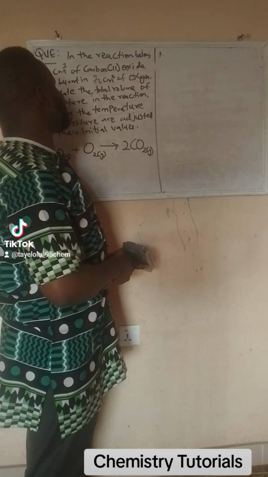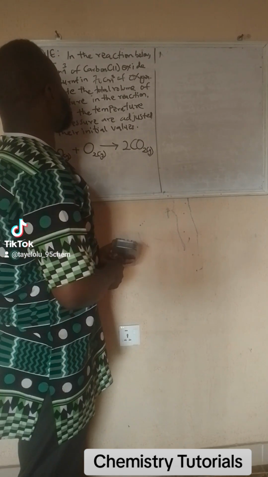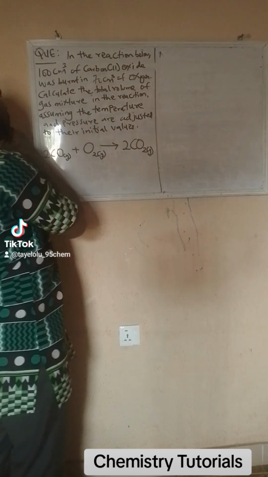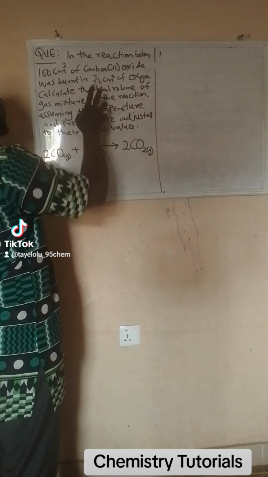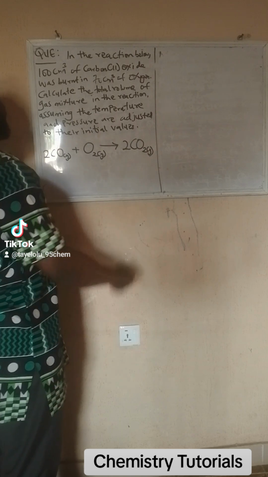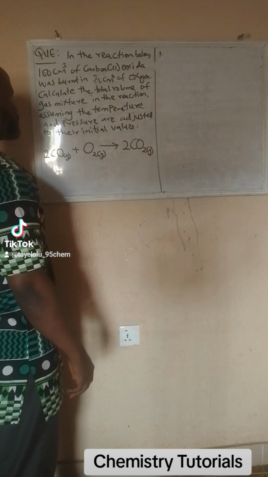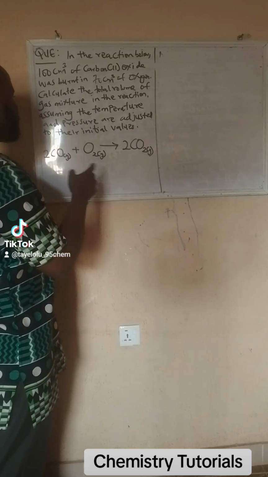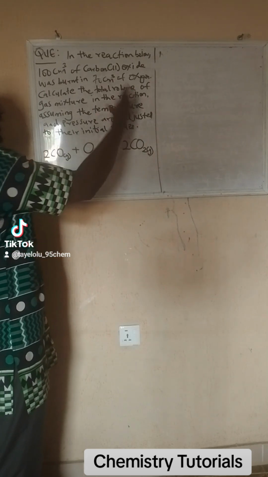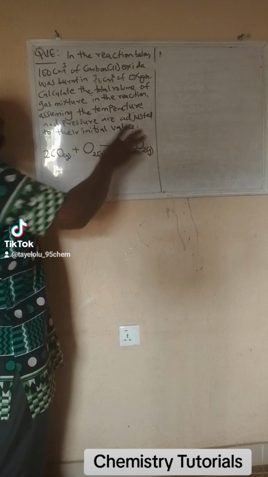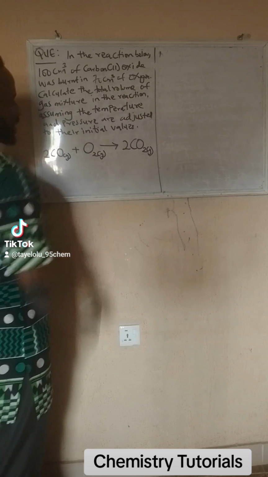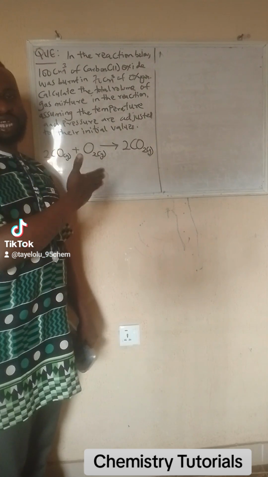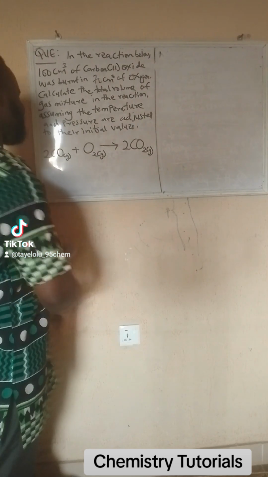We are going to be solving this question in today's class. In the reaction below, 100 cm³ of carbon(II) oxide was burnt in 70 cm³ of oxygen. Calculate the total volume of the gas mixture in the reaction, assuming the temperature and pressure are adjusted to their initial values. That means the temperature and pressure are constant. Then you have the chemical equation. This is a question on Gay-Lussac's law of combining volume.